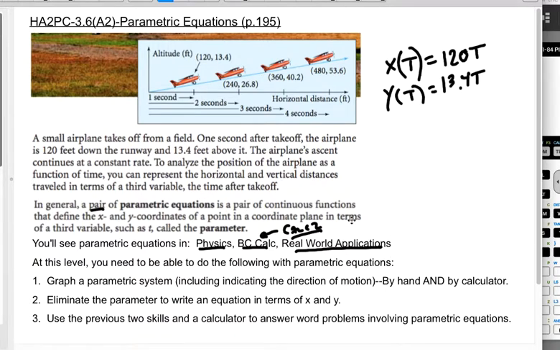Skill number 2, eliminate the parameter to write an equation with only x's and y's. So that's going to be taking these equations and finding a way to write them only in terms of x and y. And lastly, use the previous 2 skills and a calculator to answer word problems involving parametric equations, which will be the most difficult of the 3, largely because I don't think that your book teaches it very well. So we're going to address that.